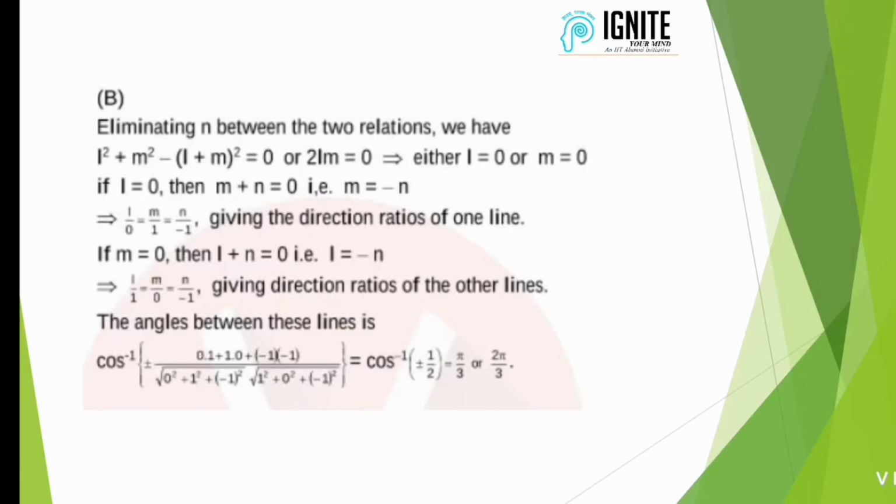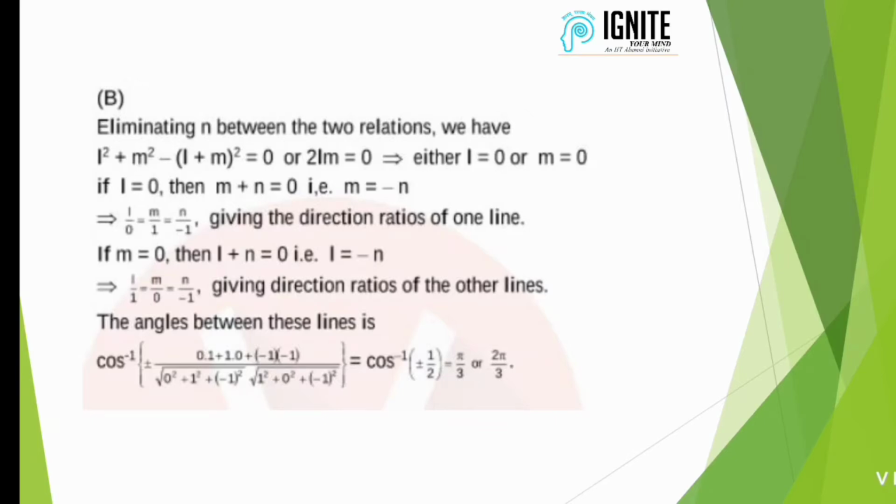Once you have the direction ratios, how do you obtain the angle? You know that cos theta is equal to a1 a2 plus b1 b2 plus c1 c2 divided by root of a1 square plus b1 square plus c1 square into root of a2 square plus b2 square plus c2 square. So you can obtain theta as cos inverse of a1 a2 plus b1 b2 plus c1 c2 divided by the magnitudes of each of these direction ratios, which is root of a1 square plus b1 square plus c1 square into root of a2 square plus b2 square plus c2 square.